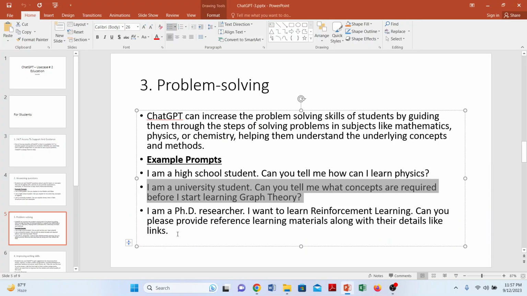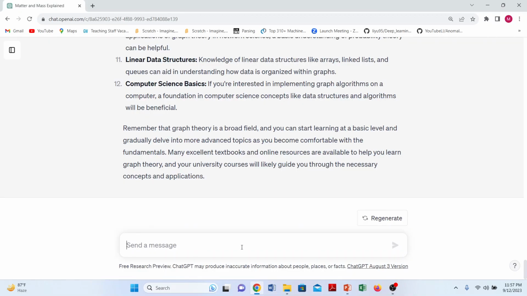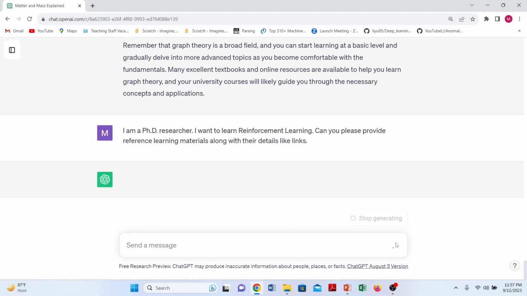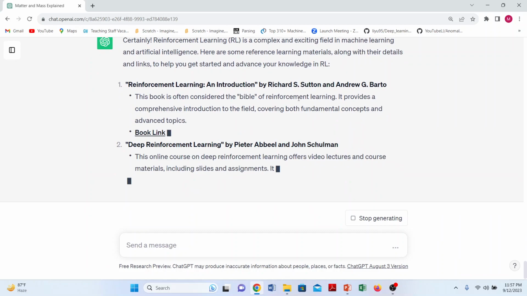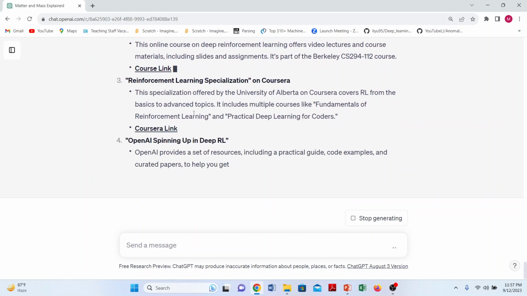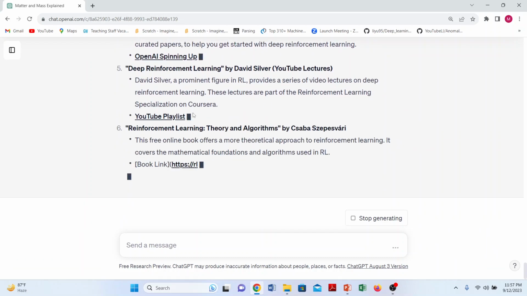And the last prompt is regarding materials. If you want to generate some materials, how can we do that? If you are a PhD researcher and you want to focus on learning reinforcement learning and you want reference material, you can use this prompt in ChatGPT to ask about the details. So if you see now, it is going to tell you about books. It is giving the book links as well. It is providing Coursera courses as well. So it is providing different learning materials to you. It is also providing YouTube playlists.